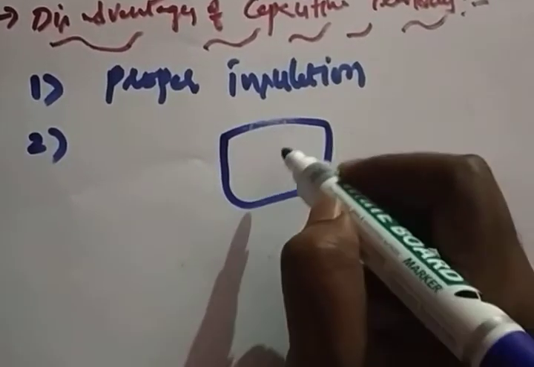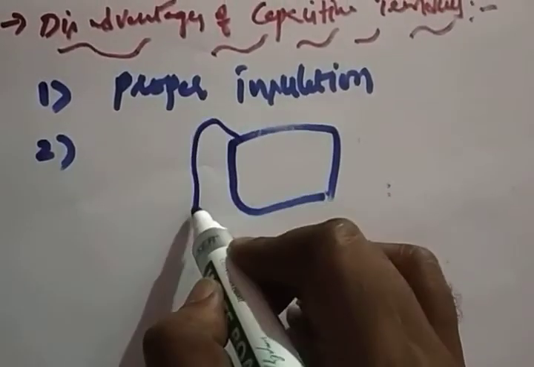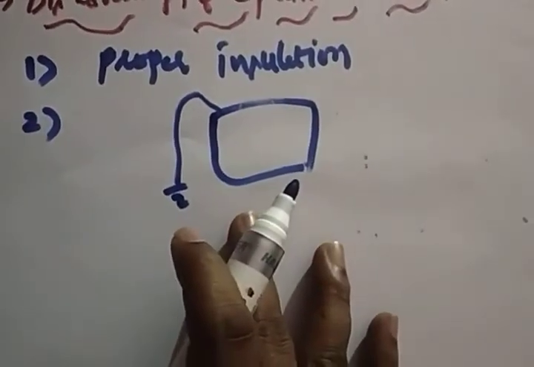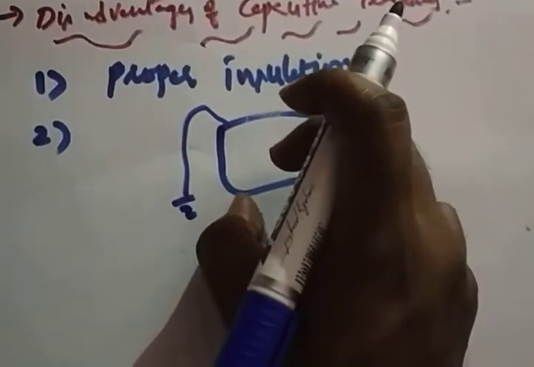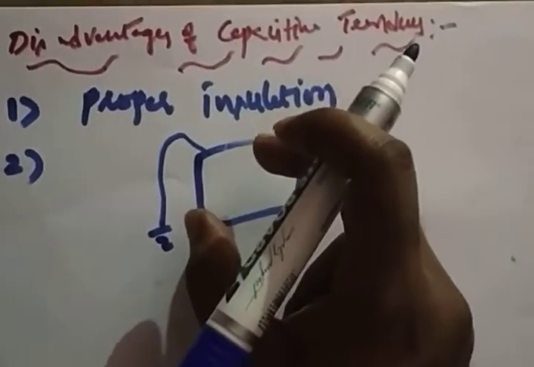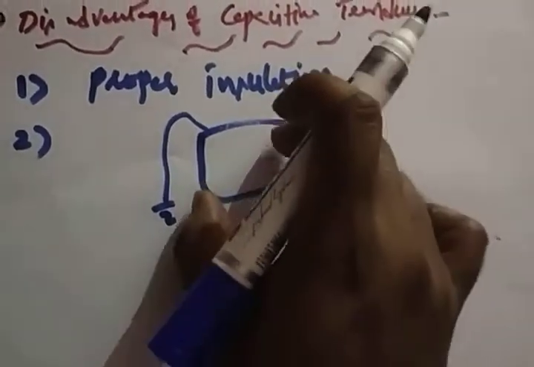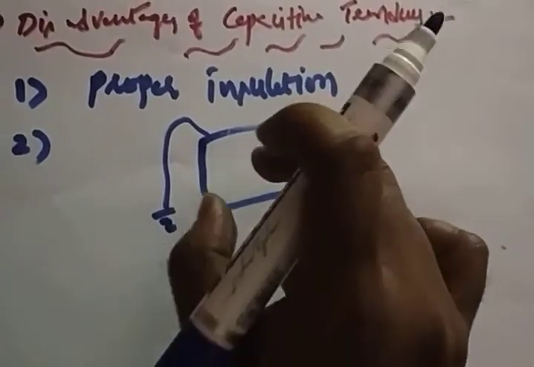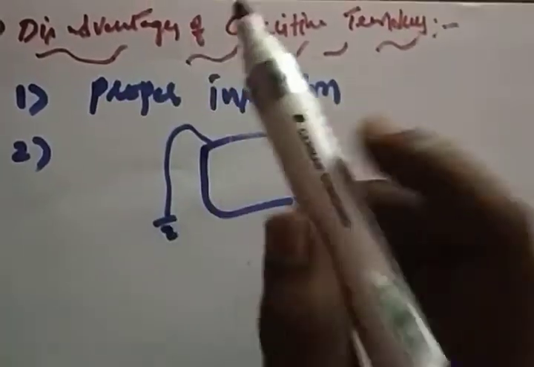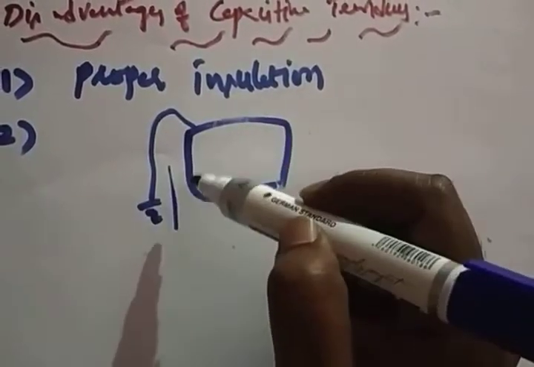And the second one is that the capacitor transducer box should be properly earthed. Otherwise, definitely there will be severe electric shock, and stray magnetic fields are going to be developed, and the capacitance in the capacitor transducer will get damaged. So definitely the box should be properly earthed.